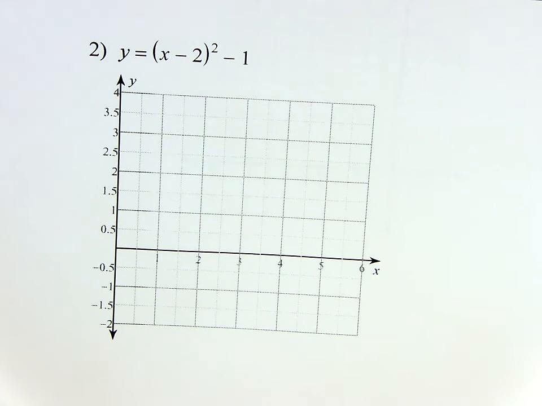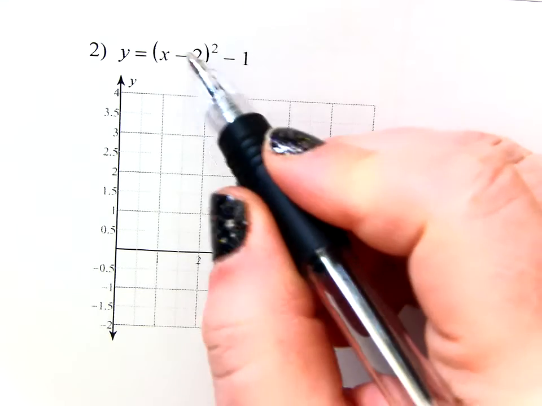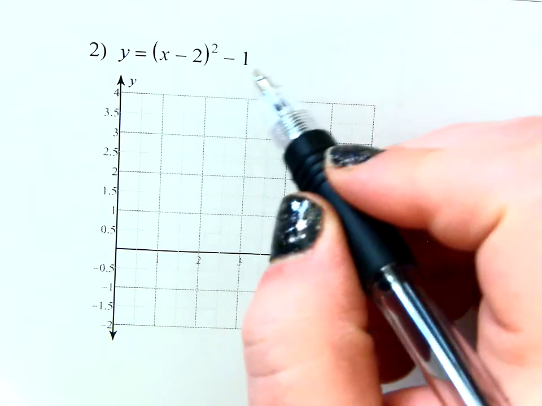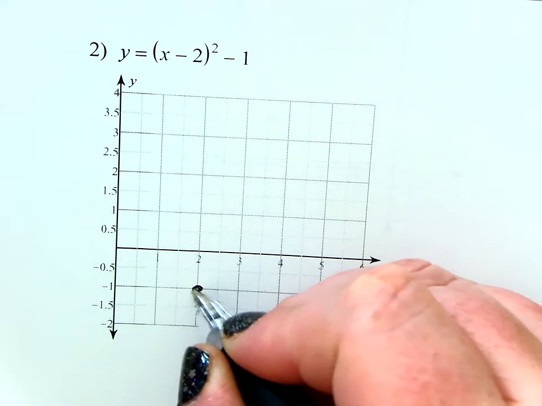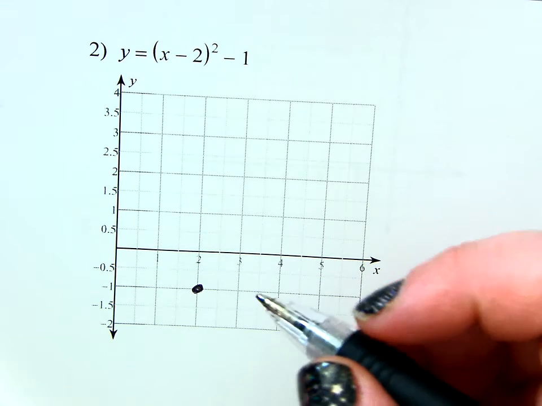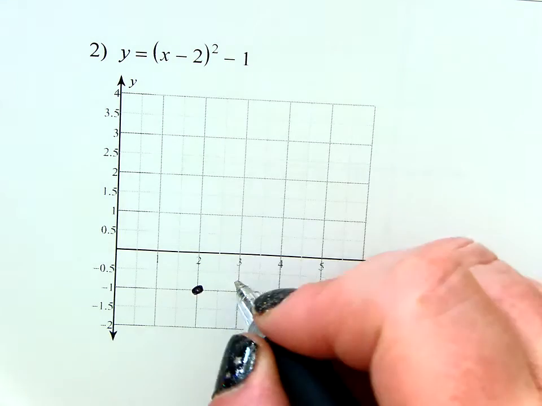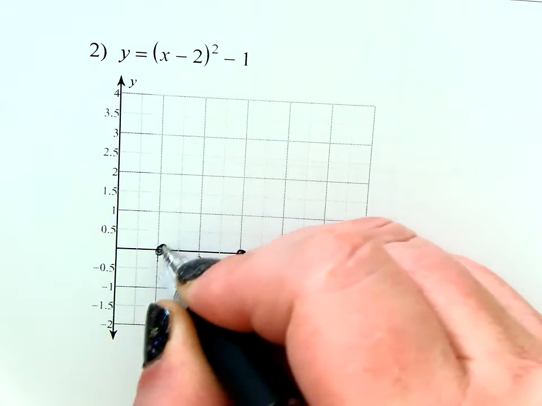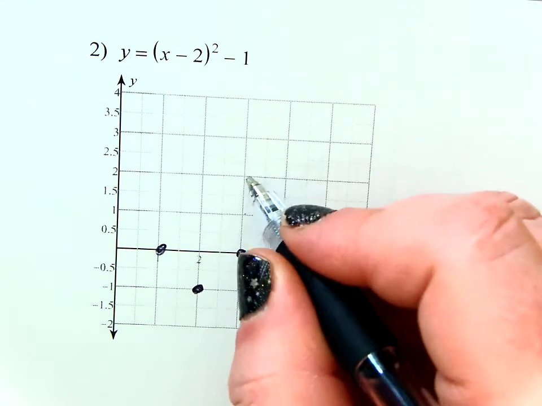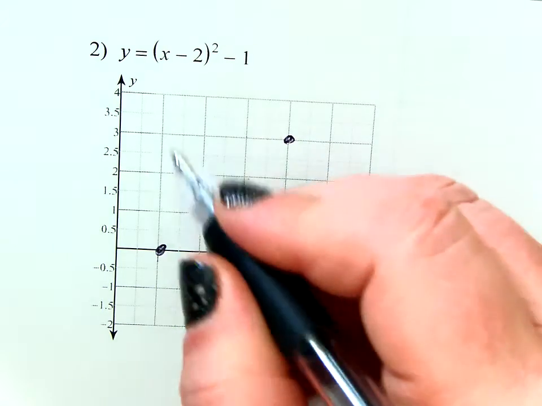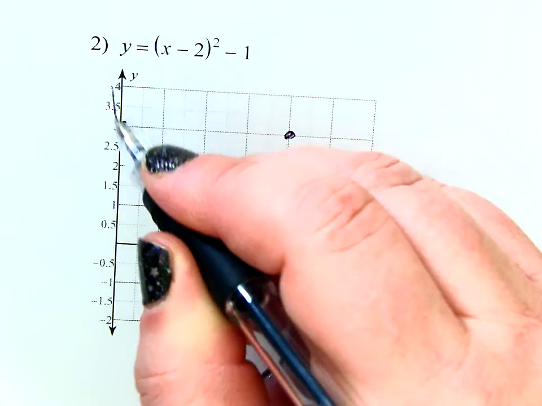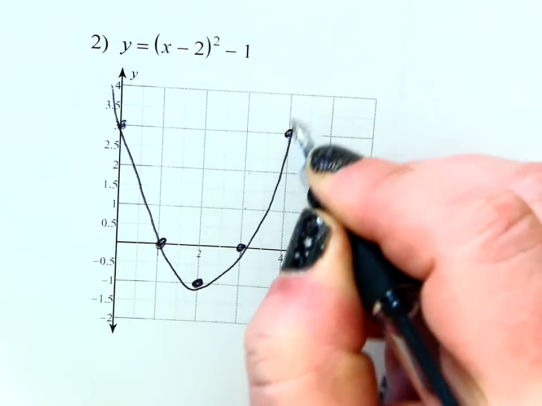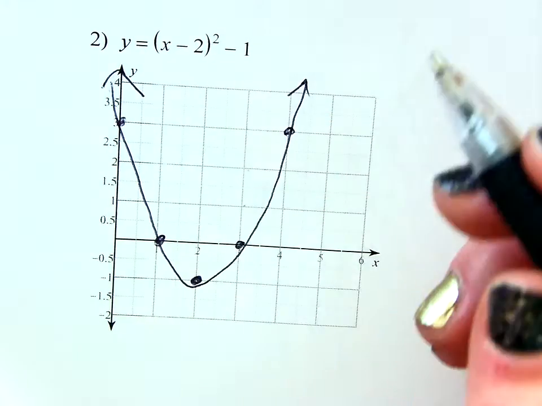Where is my vertex? Ashley? 2, -1. The opposite of what you see in there with the X, comma, whatever this really is. So +2, -1. There's my vertex. And then again, since A is 1, I just follow what my normal parent function is. 1, 2, 3 over 1. And make my nice graph.